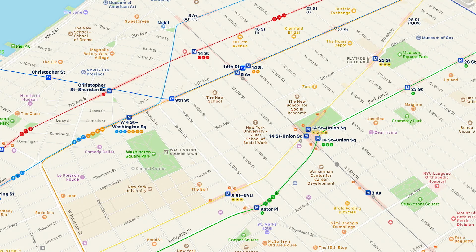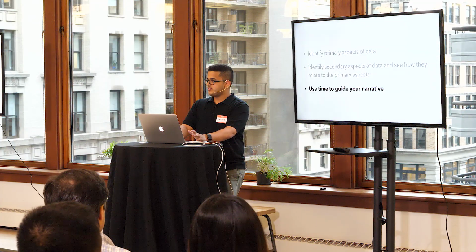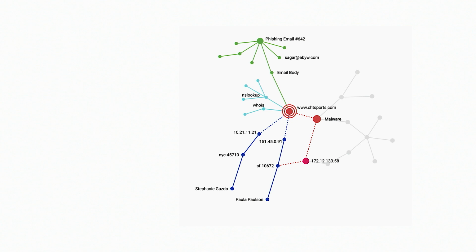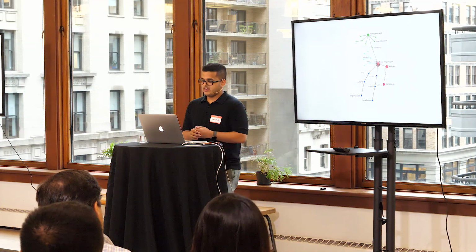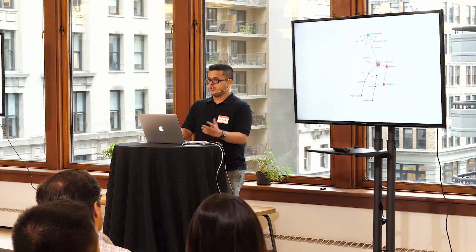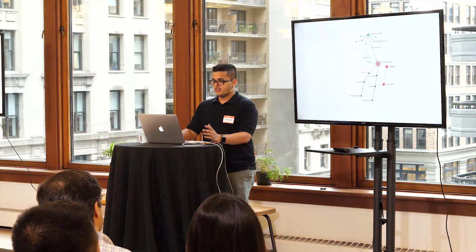and show relevant data. Now, in the real world, chances are that the data you're dealing with is a lot denser and much more dynamic than a subway map. And this is where you use time to guide your narrative, which brings me to the third part. So I'm going to circle back to the Uplevel graph here because I think it's a great example of a dynamic data set. The Uplevel graph constantly changes over time. As information about security alerts is received, new nodes are connected and new relationships are established between new and existing nodes. This is a snapshot in time of a visualization that was created using Uplevel's graph.